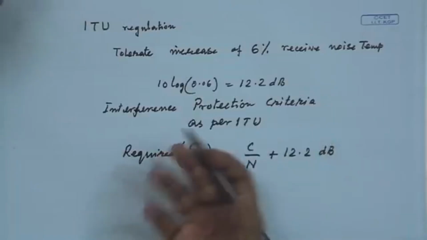If it is more, obviously your available C by I is more than required. So, you are in the positive margin, you are not interfering. If it is equal, then also it is tolerable up to 6%, but if the available C by I is lower than the required C by I, you are interfering. So, let us see how you do this calculation.